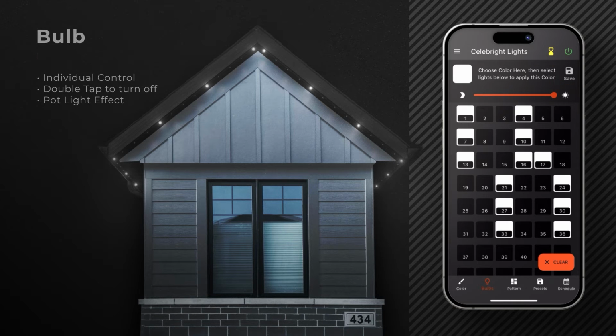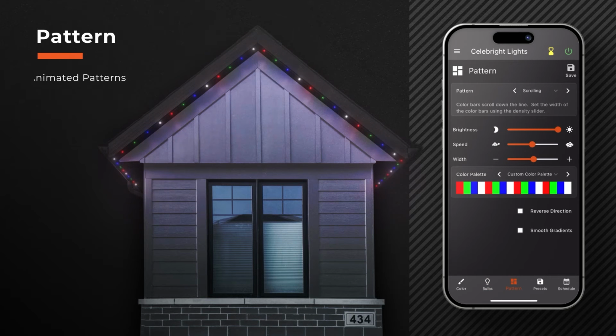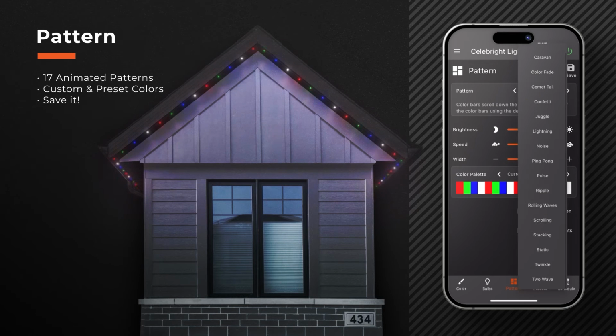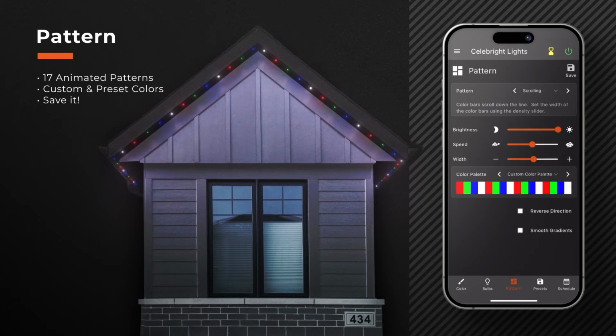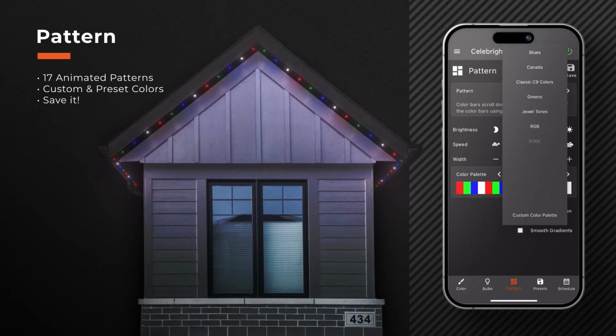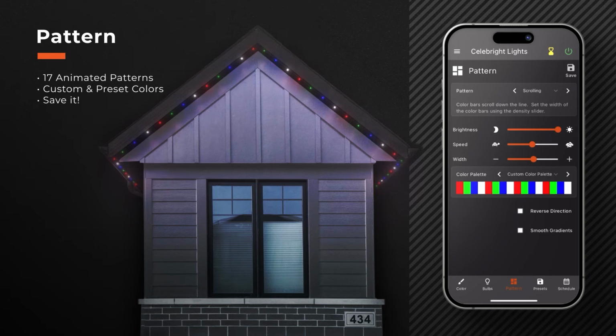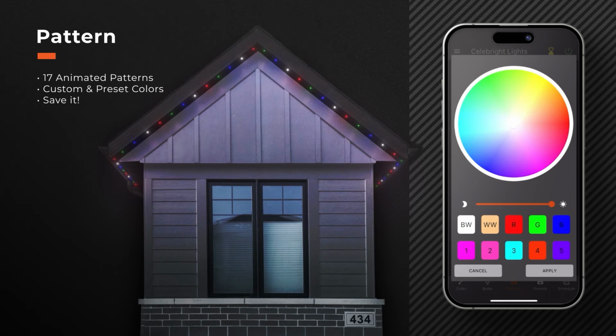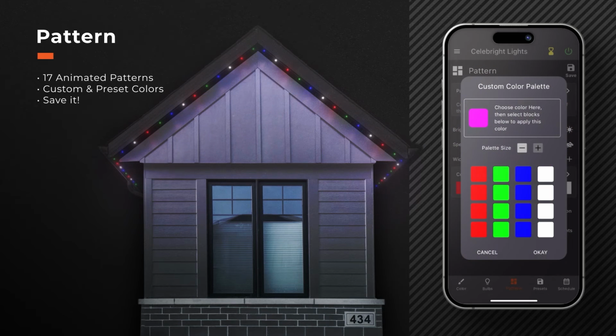Moving on to the pattern page, this is where the real fun begins. Select from over 17 patterns, each with adjustable sliders to create the perfect ambiance. Use pre-made color palettes or match your custom palette from the bulb page. Turn on the smooth gradient for seamlessly blended colors. Tap the color swatch in the upper left corner to set the desired color and apply it to your palette.